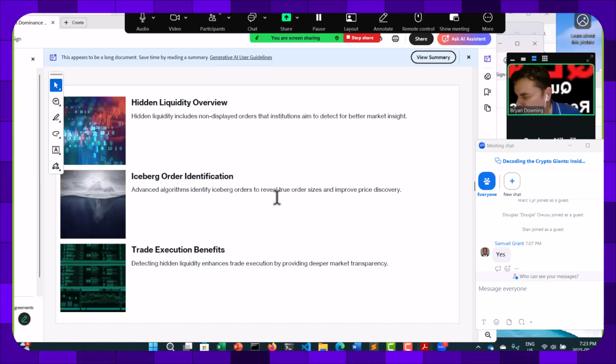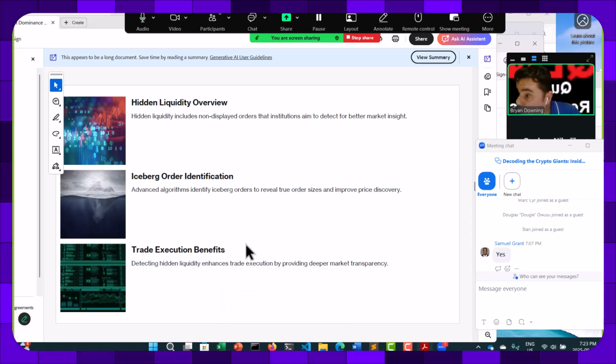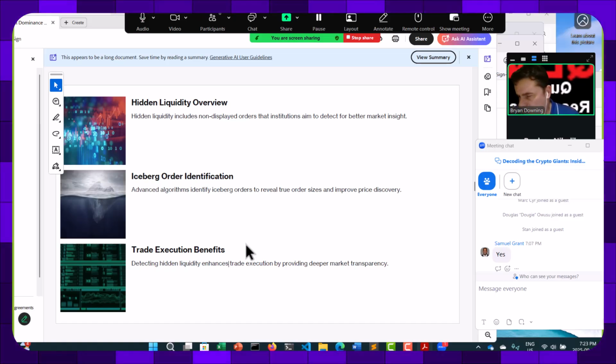But there's some predatory action that a lot of these firms take, which I'll try to explain. Also, what they're trying to do is detect any potential hidden liquidity. Again, one way is via dark pools. Another way is through these alternative data sets that these firms have access to that we, the retail, don't have access to, or will never have access to.